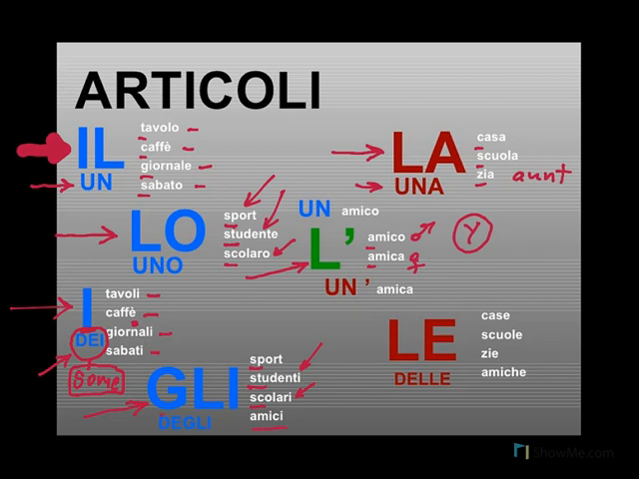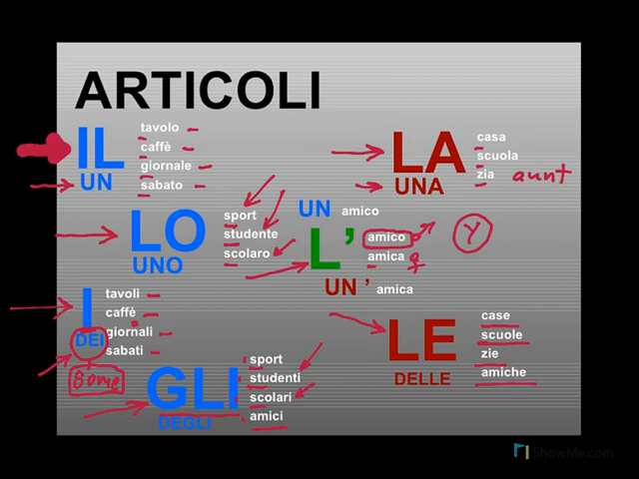So know that gli will be the definite article used for words starting with a double consonant, as here, here, here, or starting with a vowel, as in amico, that we already have seen. Amico is a friend, amici is the plural, friends. Finally, you have the le, which is the plural of the la. Le case, the houses. Le scuole, the schools. Le zie, the aunts.